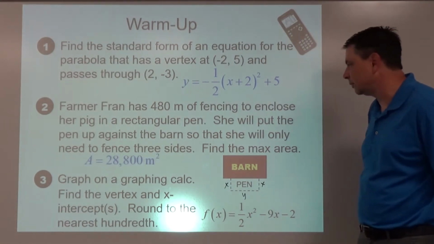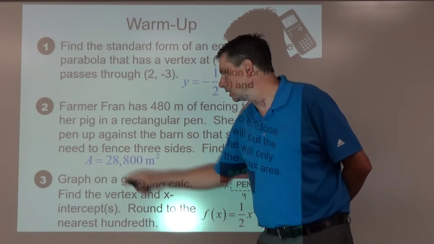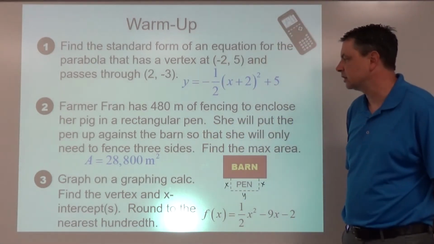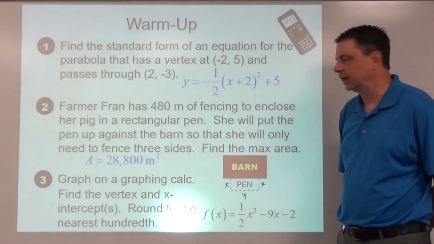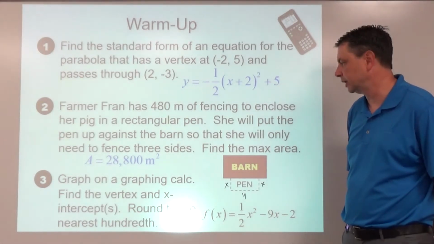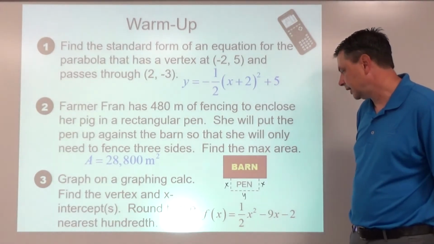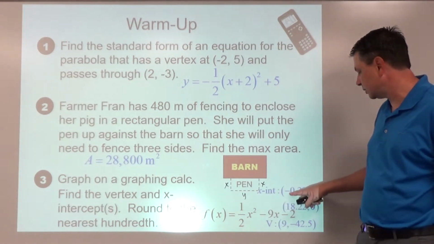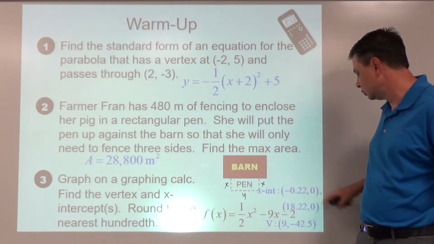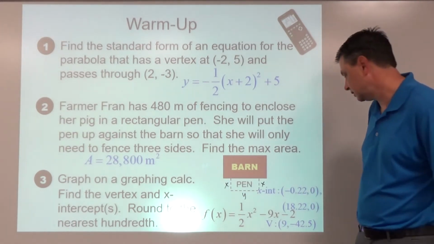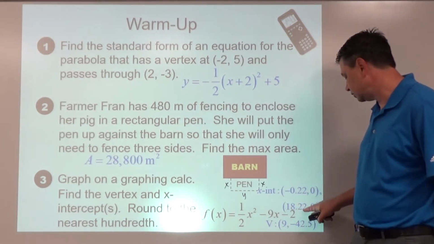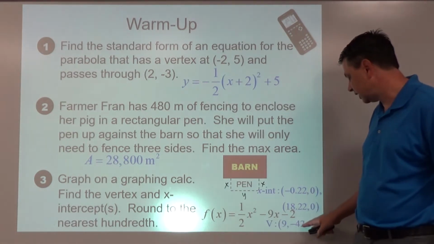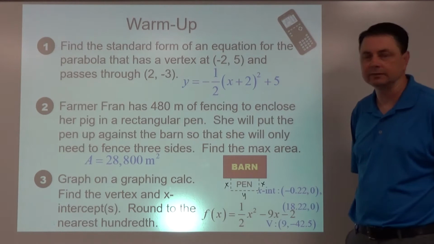You should have ended up with a max area of 28,800 square meters. That should be a big barn and a lot of area for our pig to roam. And lastly, the x-intercepts should have been negative 0.22, remember those are points, also 18.22, with a vertex at 9, negative 42.5.